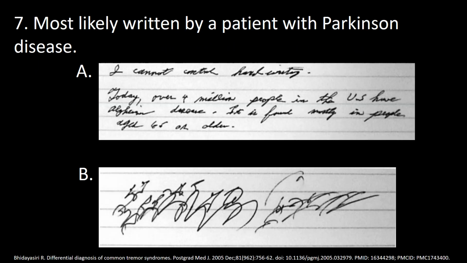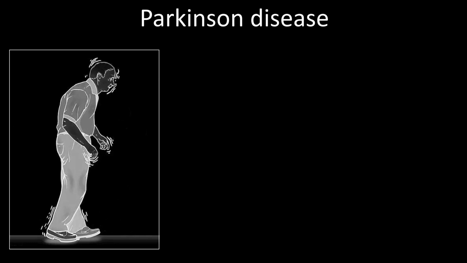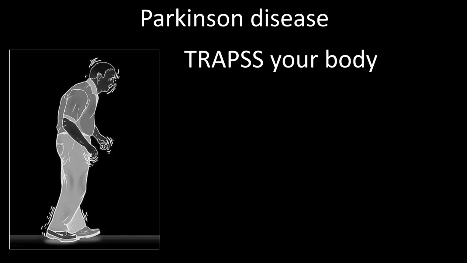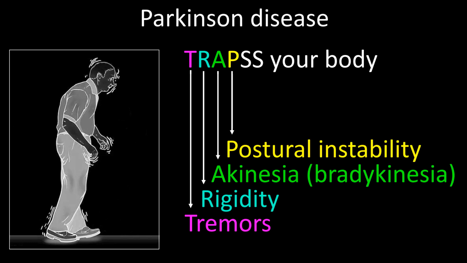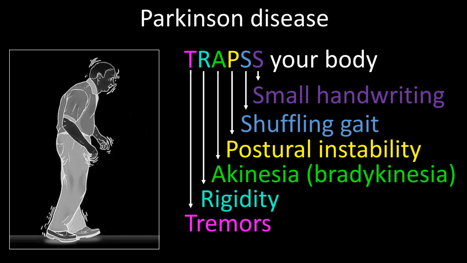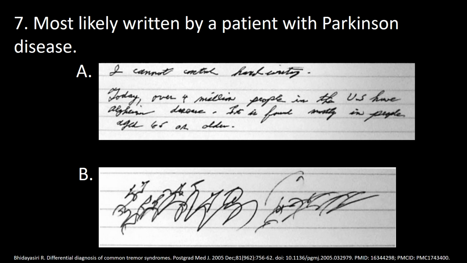Next question. Most likely written by a patient with Parkinson's disease, A or B? The motor manifestations of Parkinson's disease can be easily memorized by remembering that Parkinson's disease traps your body. The T stands for tremor, the R for rigidity, the A for akinesia or bradykinesia, the P stands for postural instability, first S for shuffling gait, second S for small handwriting. The answer to this question is A.